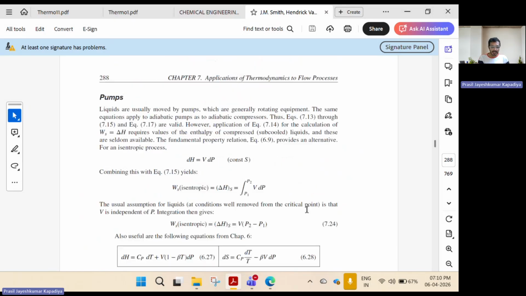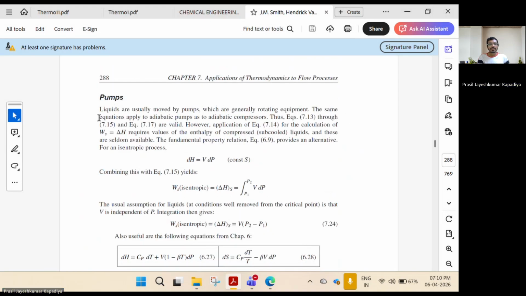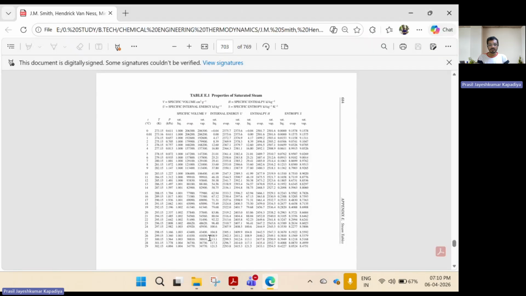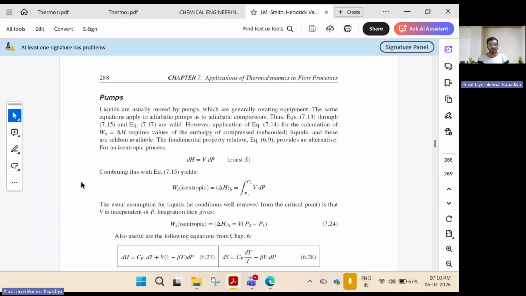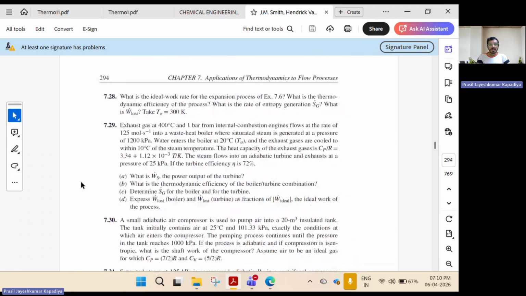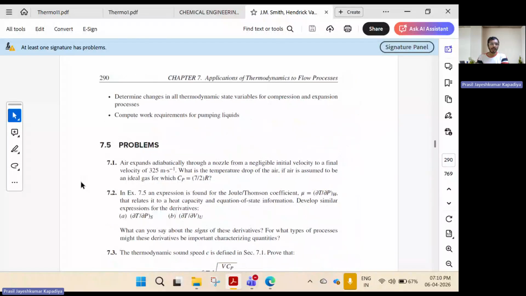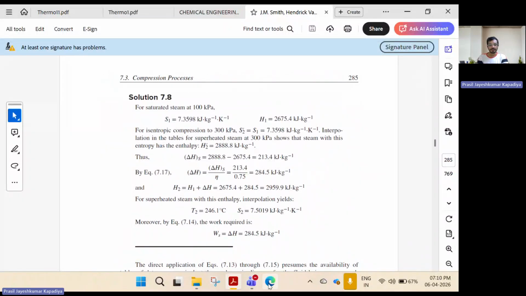So that's why we can say that the same equations apply to the pump. So this constant S we can consider, and we can find delta H, dH is equal to VdP. Okay, so this is what I wanted to show from the pumps. So these equations have some practical applications. We learned about pump, turbine, and compressor.